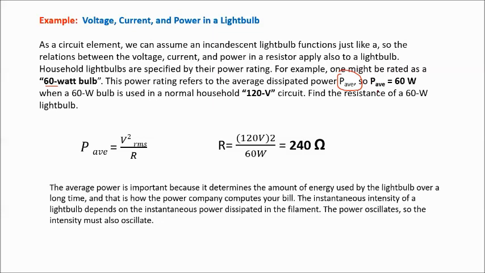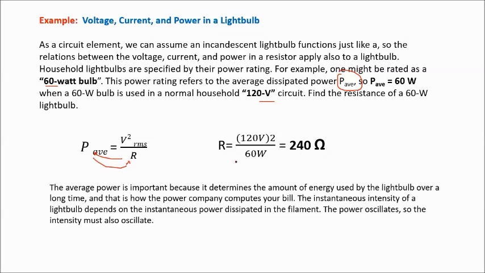So when 60 watt bulb is used in a normal household, 120 volts, find the resistance of 60 watt light bulb. So simply, we'll use the formula P average is equal to V squared of RMS value over R. So to find R, transfer na natin itong P average dito sa baba and R. Exchange position, no? R therefore is squared of 120 volts divided by 60 watts. So the result is 240 ohms.